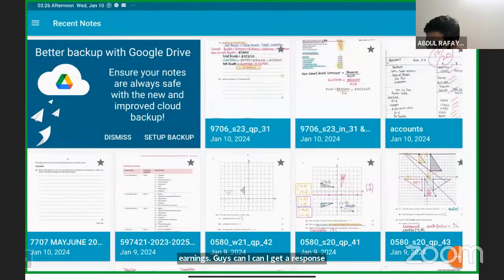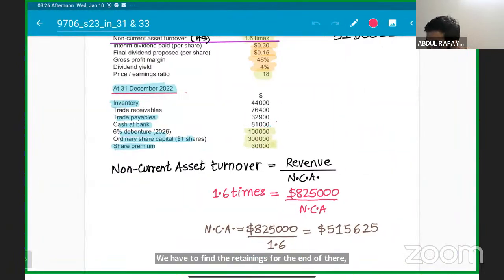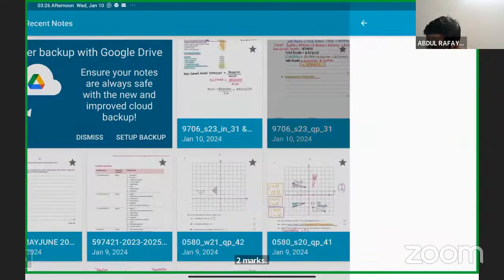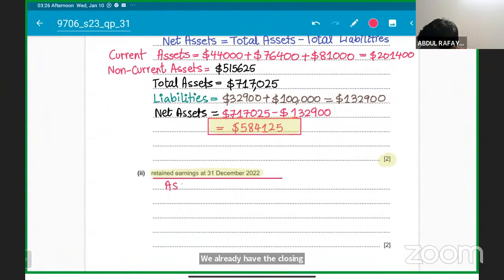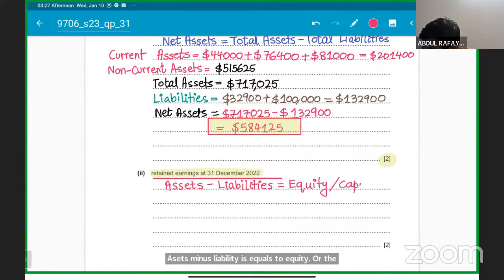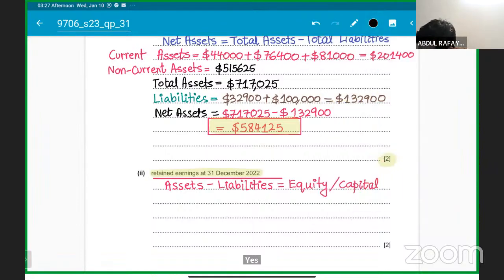So what students need to do, it's very simple. For 2 marks, we already have the closing balances and we already know the basic equation. What is the basic equation? Assets minus liabilities is equal to what? Capital. And in the company's case, assets minus liability is equal to equity or the capital, right? Following? That's what we have to do. You already know the assets minus liabilities answer.